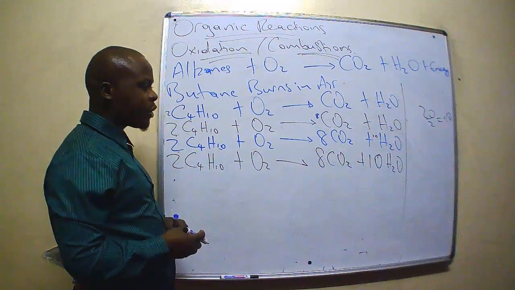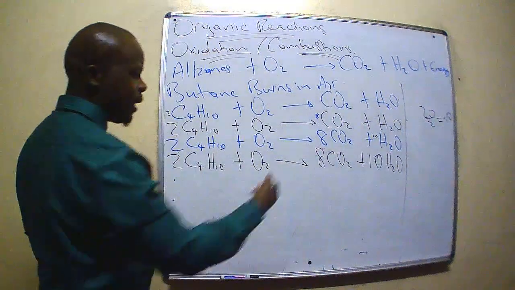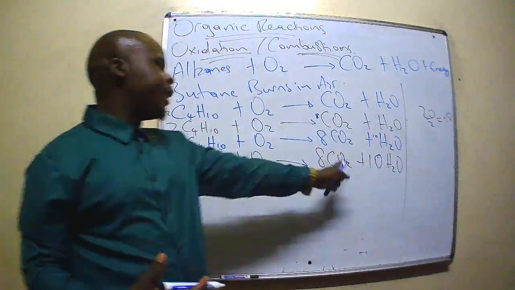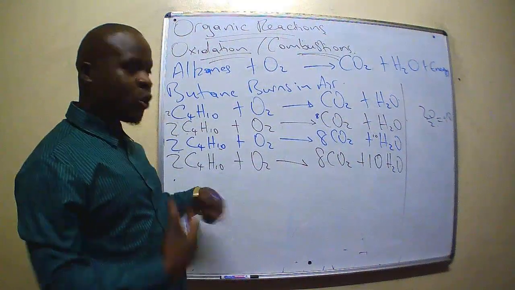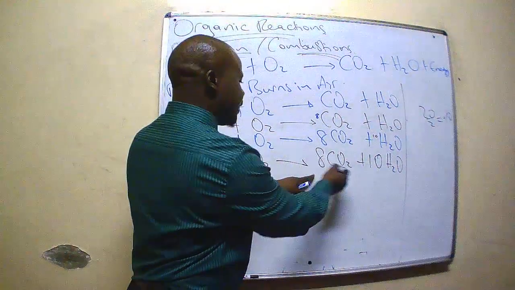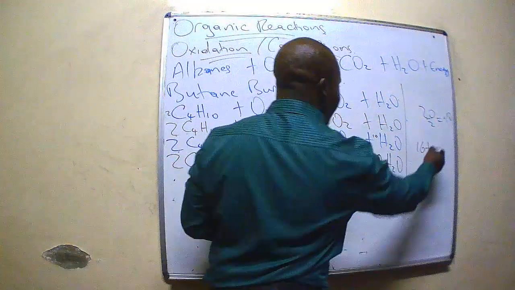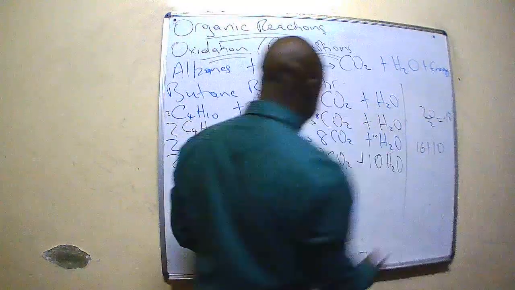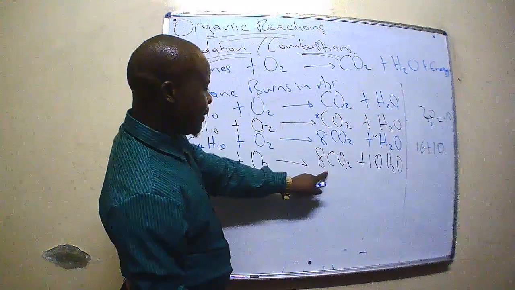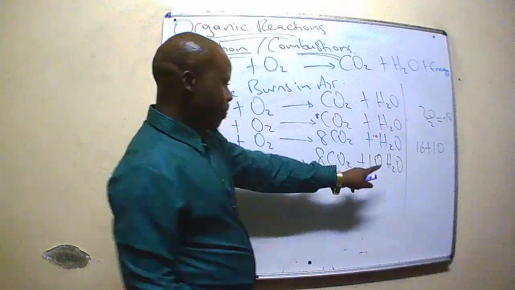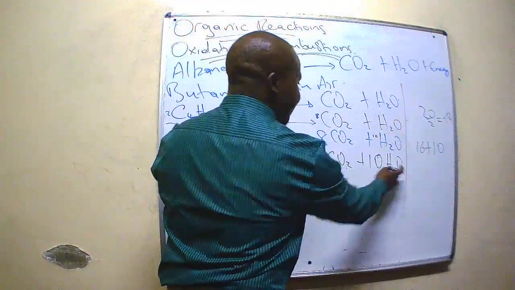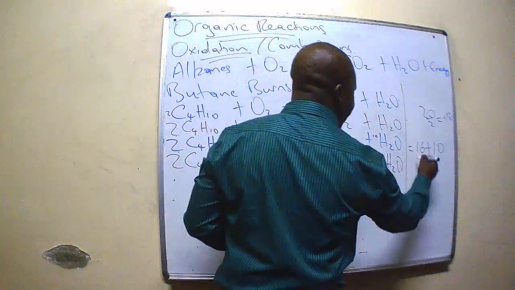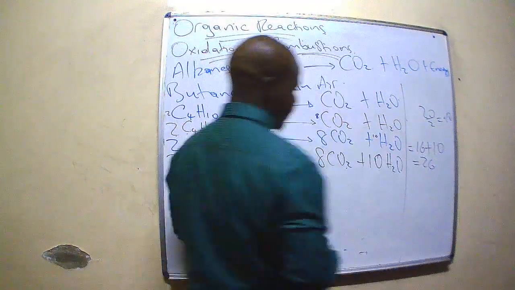We've balanced our hydrogen, which means the last atom to balance is going to be oxygen. Let us balance our oxygen atoms, but you can see from here that it is the right hand side which has more oxygen atoms than the left hand side. So let us count them. There's 8 times 2, we get 16, plus there's 10 times 1, we get 10. When we add them together, it's going to give us 26.